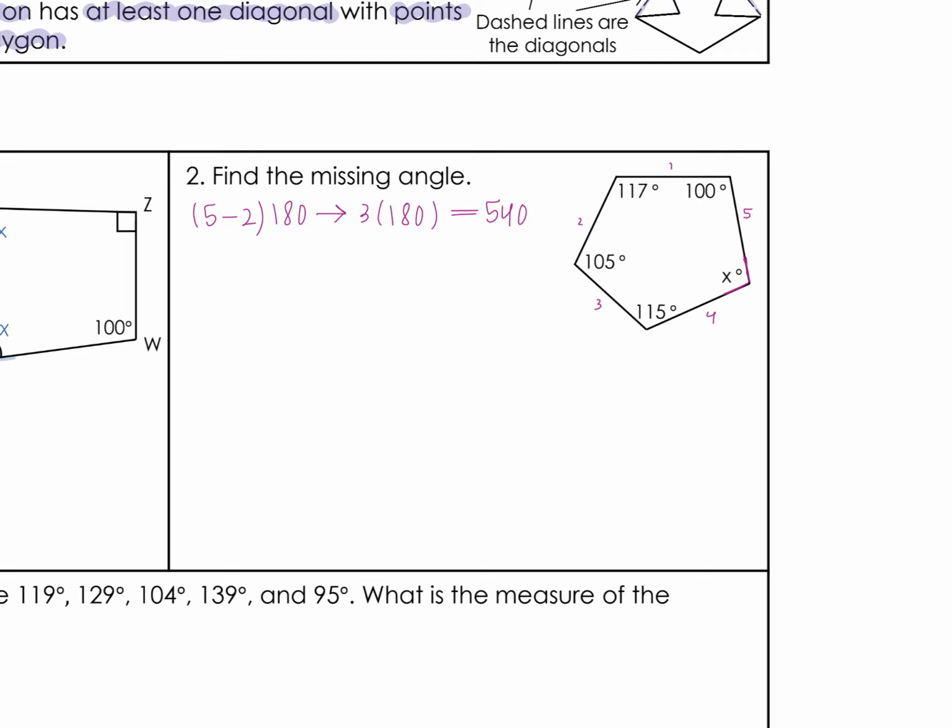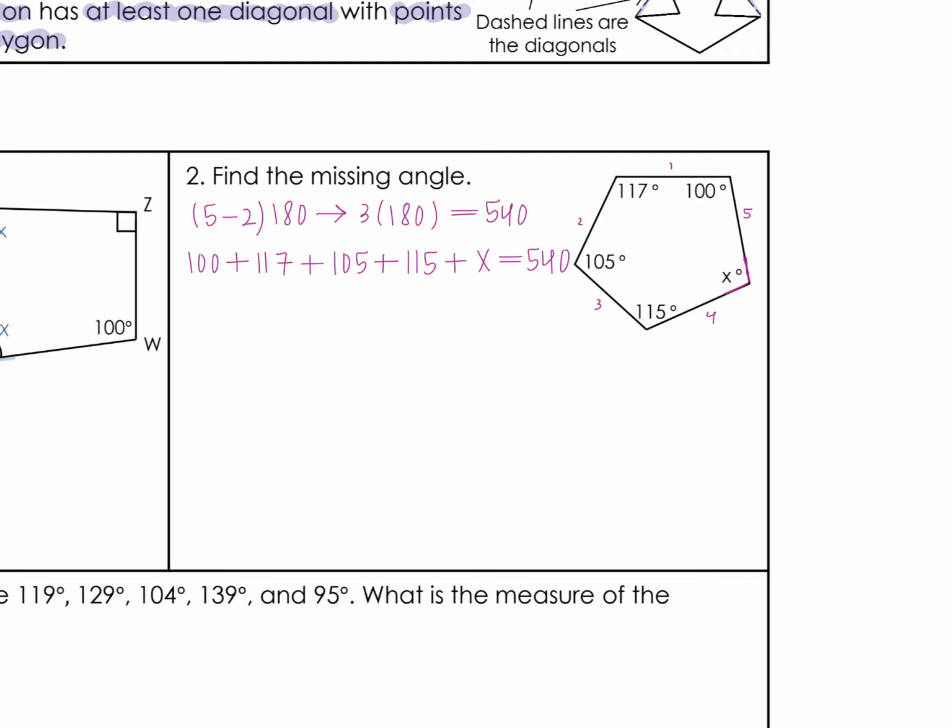So we can say that 100 plus 117 plus 105 plus 115 plus x is equal to that 540. Okay, and I'm going to combine my like terms here.